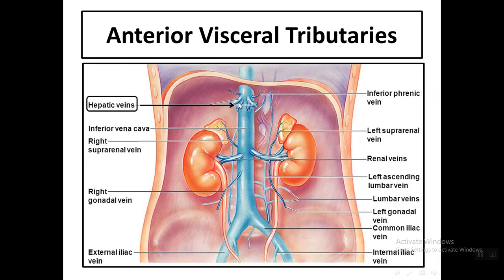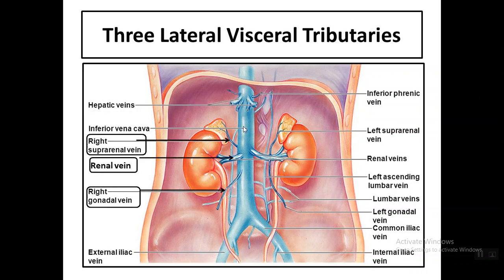2 to 3 anterior visceral tributaries, which are the hepatic veins. These are the veins coming from the liver here. They drain directly to the inferior vena cava.